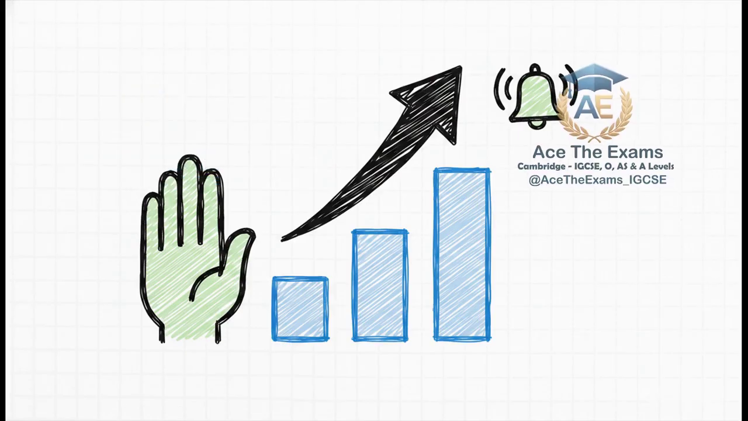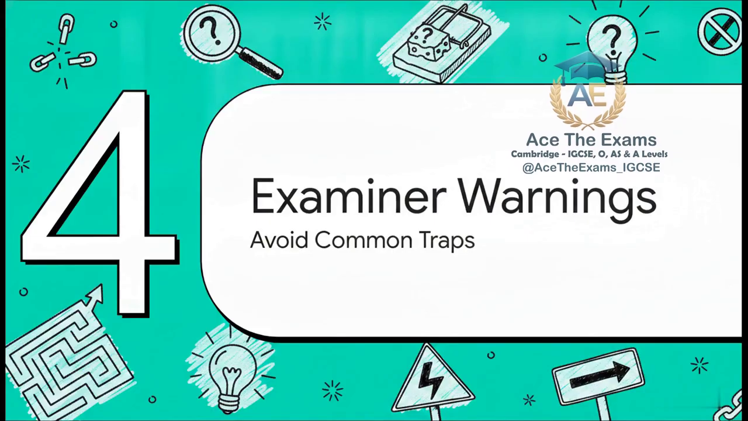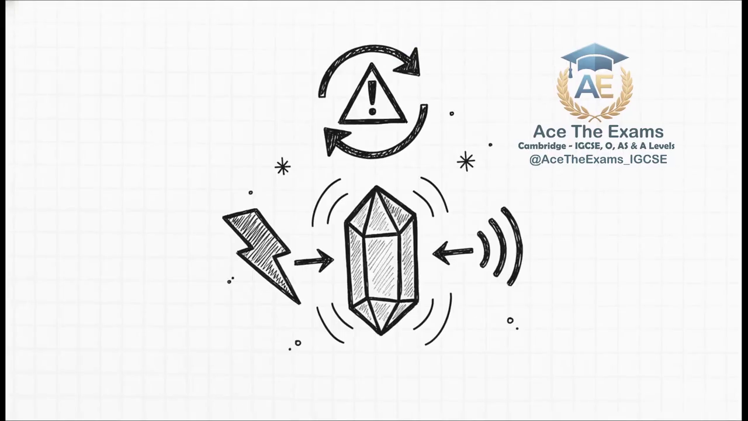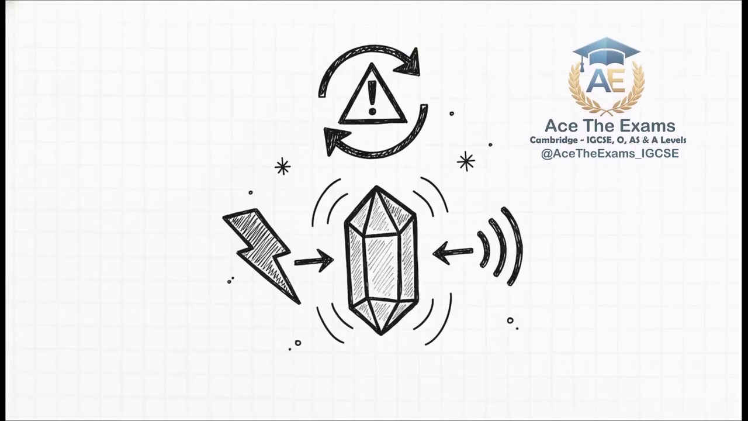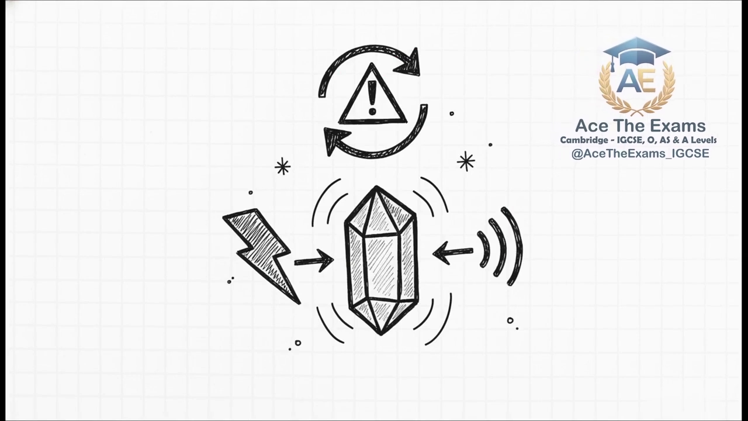Section 4, Critical Examiner Warnings. We're moving into the quality control phase now. Let's break down the top 3 examiner traps. These are the exact mistakes the principal examiners see ruining papers year after year.